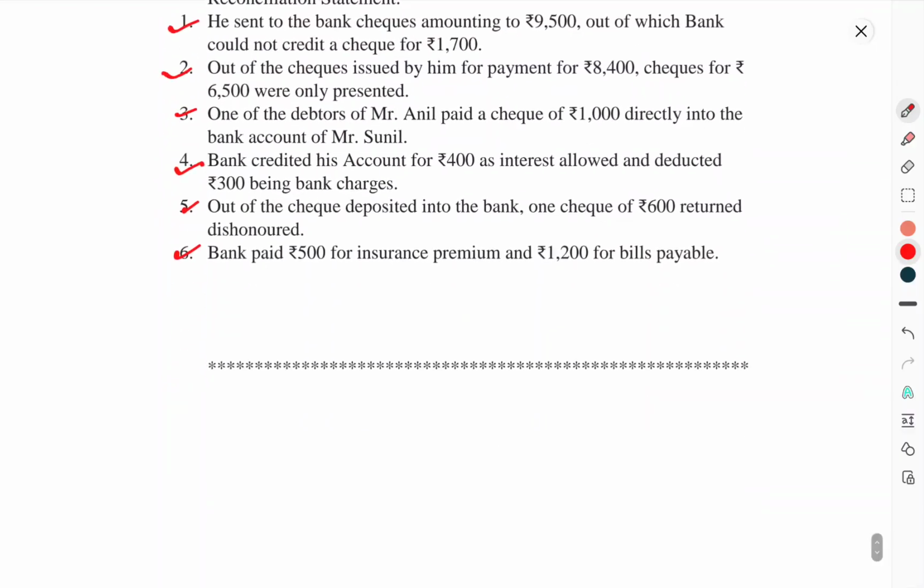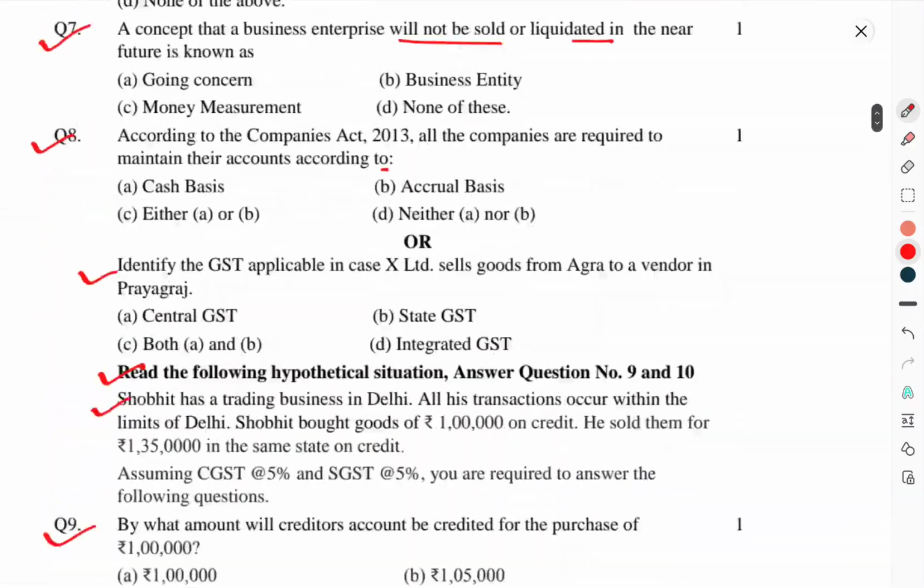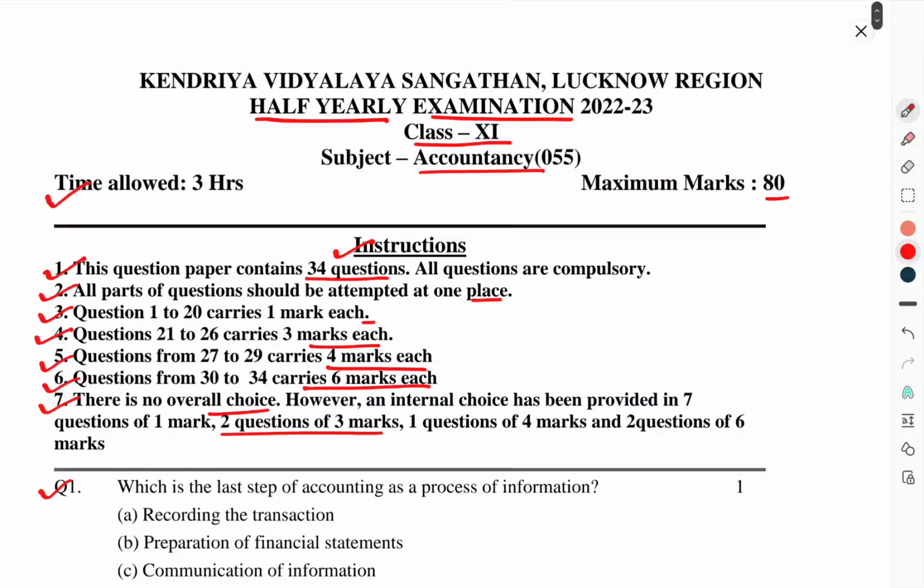Okay, so this was the question paper of Accountancy, class 11th. This is the question paper of the half yearly examination, Kendriya Vidyalaya Sangathan. That's enough for this one. Thank you.